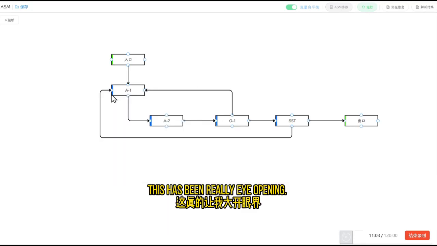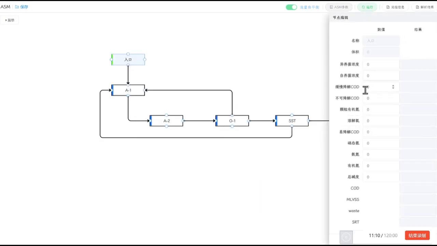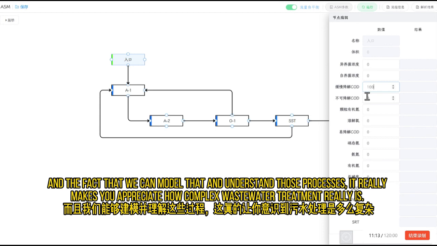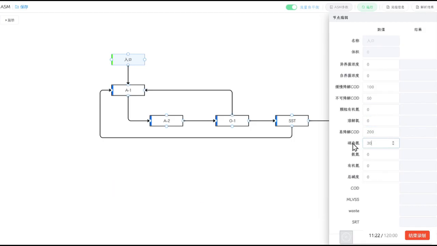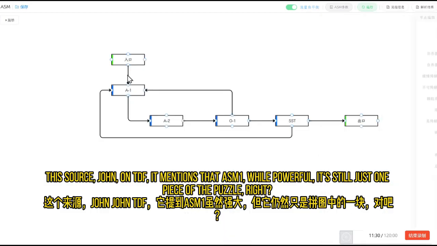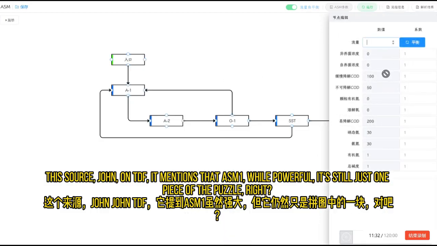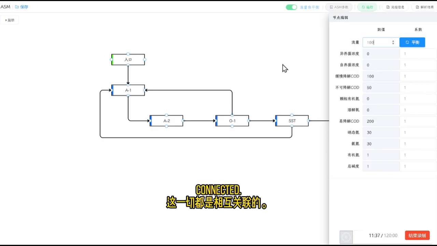This has been really eye-opening. I mean, we went from what I thought was going to be just, oh yeah, the secondary clarifier, it's a big tank, but it's so much more. And the fact that we can model that and understand those processes really makes you appreciate how complex wastewater treatment is. Every time you flush the toilet, there's this whole hidden world at work. Exactly. This source mentions that ASM1, while powerful, is still just one piece of the puzzle. We need to understand the clarifier and have those real world data points. It's all connected.